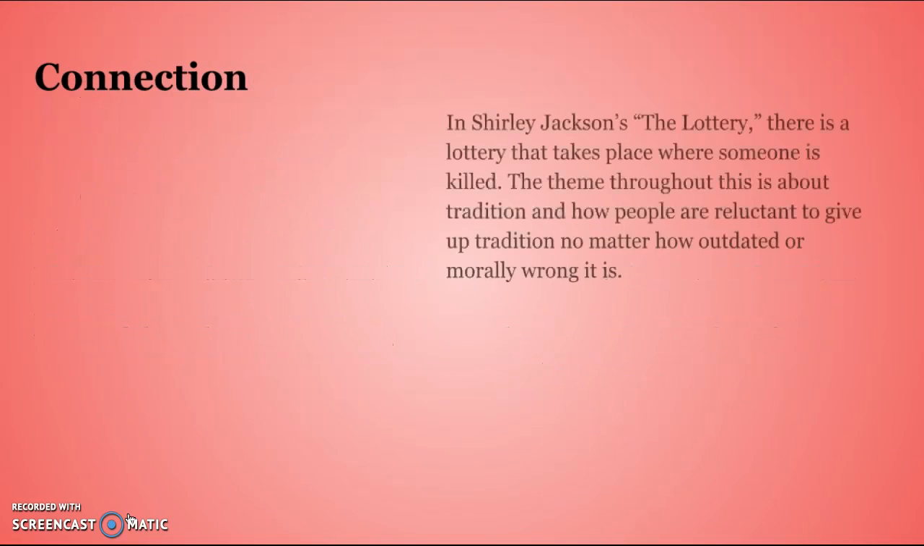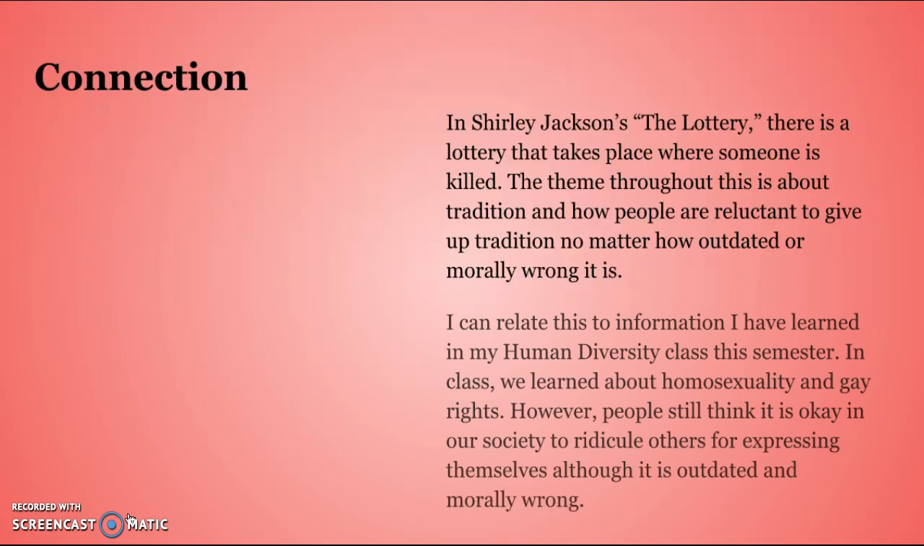Connection. The Lottery told a story that can actually connect to society in some unique ways. The tradition being practiced in this story is very outdated and goes against most people's moral standards. Someone is killed as a result of being picked out of a lottery for no logical or moral reason. However, it is still apparent in society because they believe that tradition is important and should be honored regardless of logical reasoning.